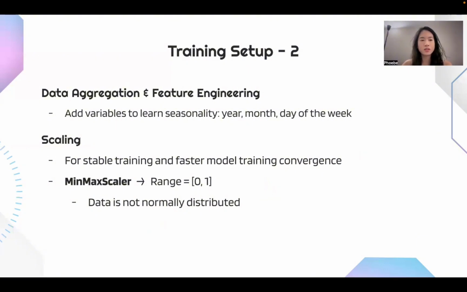Since we're curious about the intrinsic data patterns and not just the surface level, we did some data aggregation and some feature engineering because we don't have a lot of variables. So we added the year, the month, and the day of the week to the data set, in hopes that the LSTM model will be able to learn some patterns among those variables. Since the LSTM model requires scaling for stable training and faster convergence, and our data is not normally distributed, a very common method is to use a min-max scaler, which scales the total cost within the range of 0 to 1.